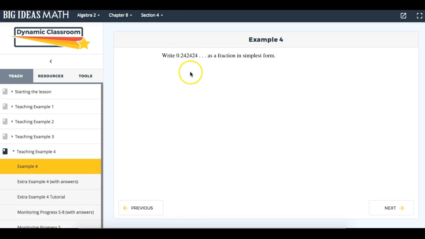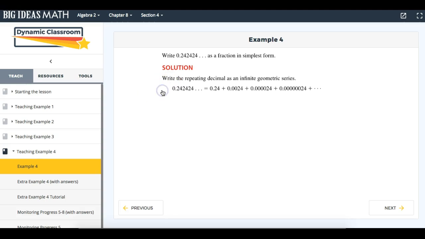Now, what we're going to do is write this repeating decimal as an infinite geometric series. The way that we do this is we take the part that's repeating, in this case 0.24, and we take that out. So we're going to write this as a sum. This is going to be a series, so we're going to be adding the repeating parts together. What we're going to do right here is take 0.24, so this is our first part.